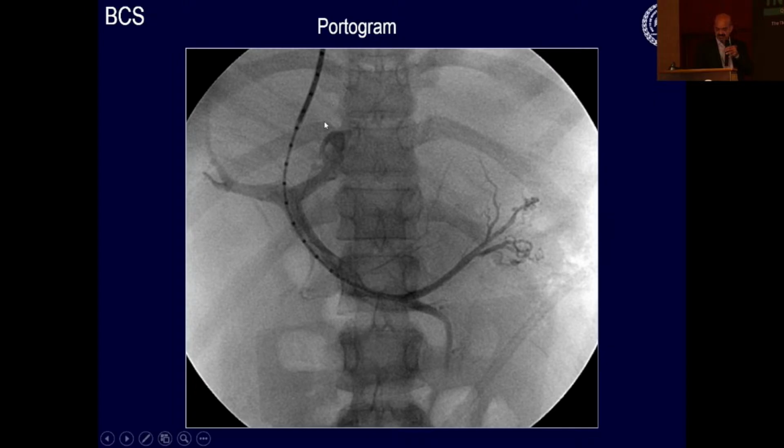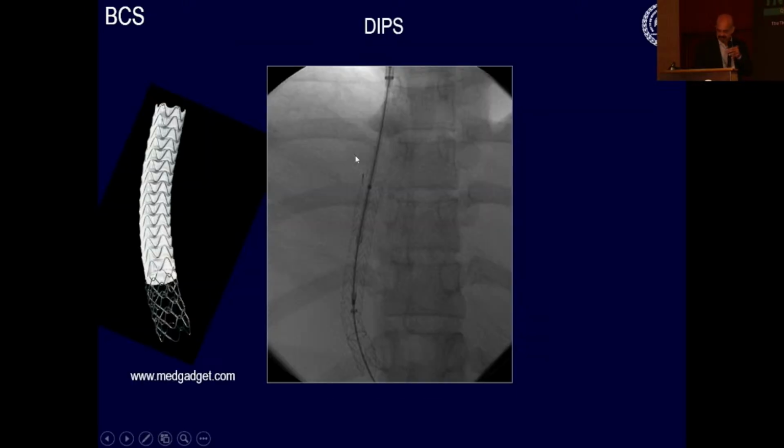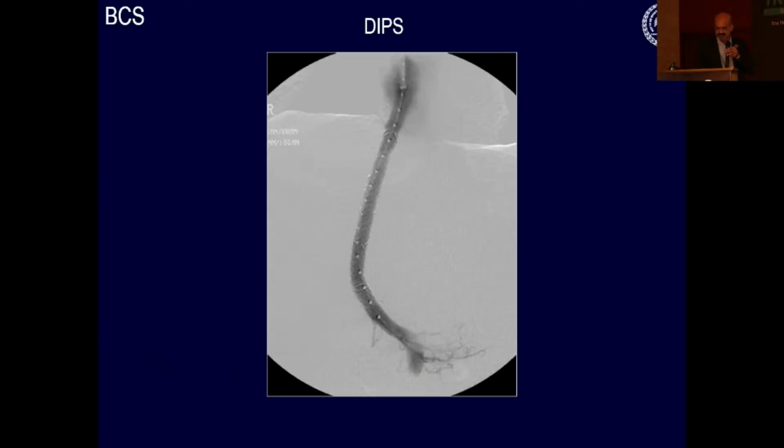So once we get the portogram here, we dilate the tract, and if you see here, the tract is quite long. This happens in Budd-Chiari patients, because the liver is so swollen, the tract is quite long. Whereas with a regular TIPS, the tract will be in the range of something like 4 or 5 centimeters. This particular patient is about 10 centimeters plus. So even after placing the longest stent, we had to put an extension limb for establishing the flow.